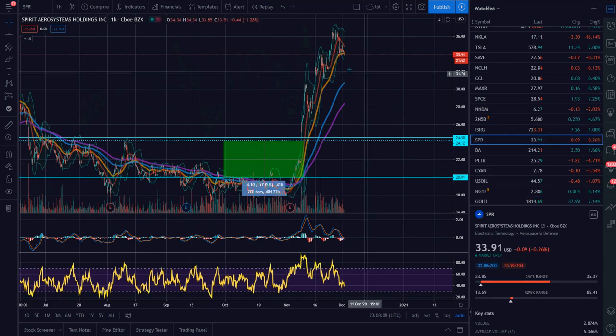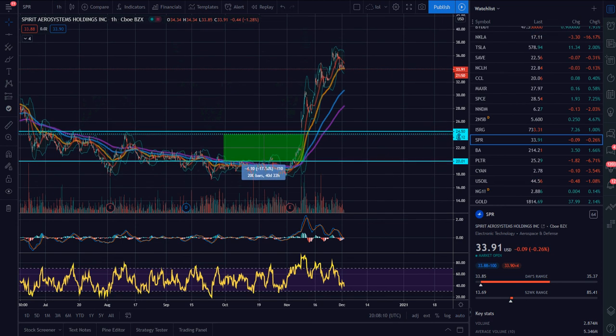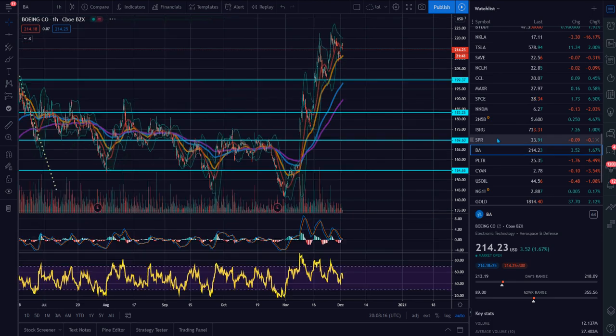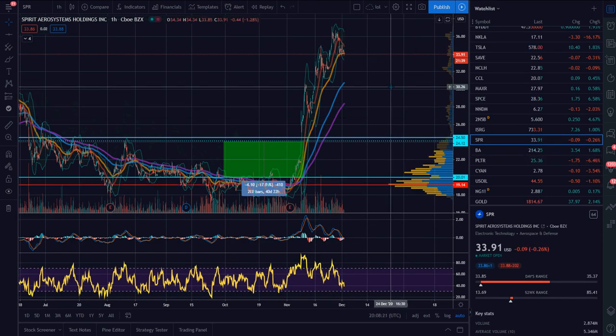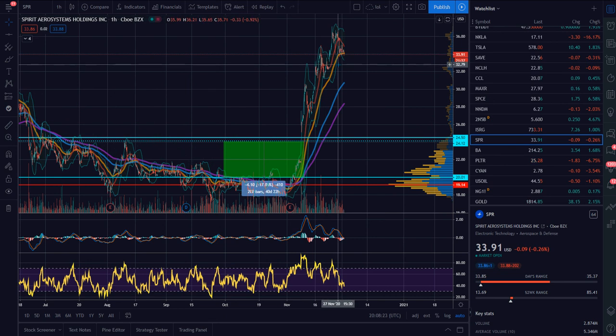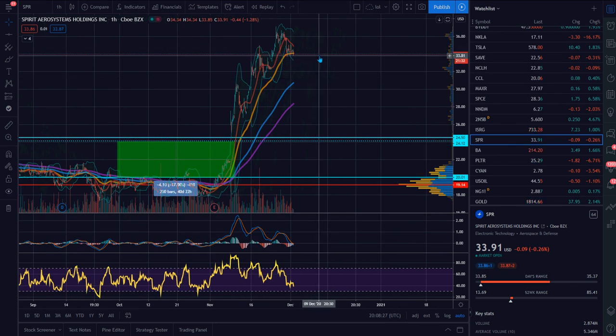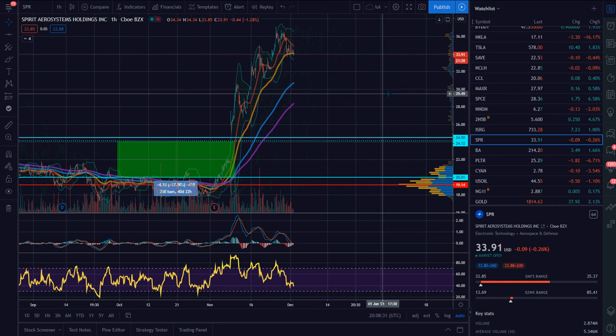This is Spirit Aerosystems. This is the space version of Boeing. It literally goes 1-to-1 to Boeing, maybe a little less. Boeing is doing awesome, and so is Spirit Aerosystems. So if you like the space sector, I recommend buying Spirit. Now looking at it, it is at their 50 EMA, which is quite bullish. Unless there's bearish news that comes out with Boeing, I would buy calls for Spirit Aerosystems.